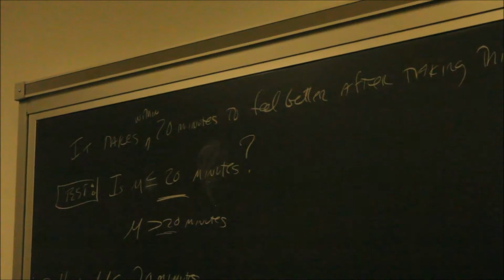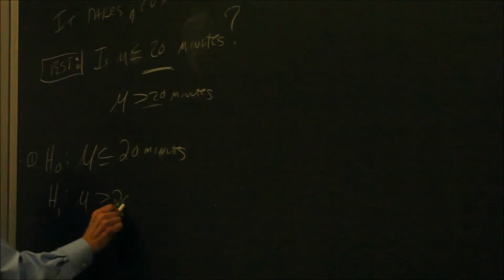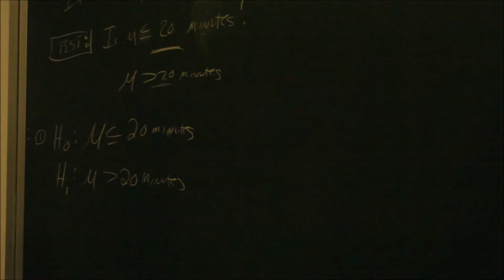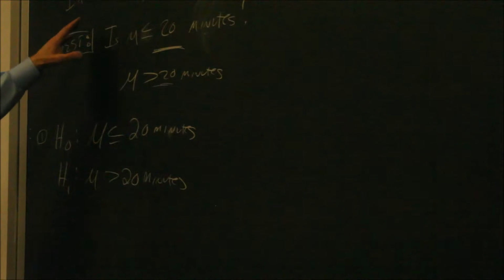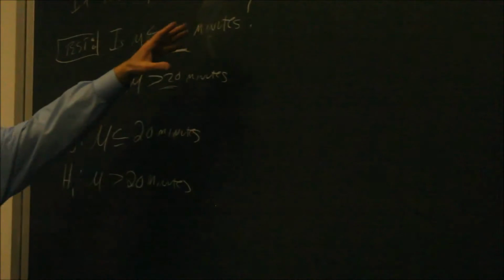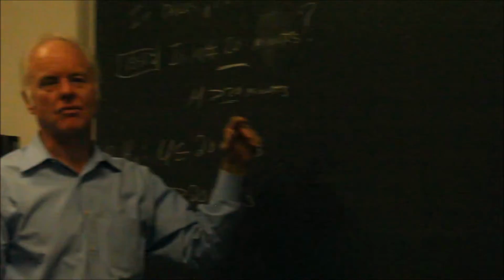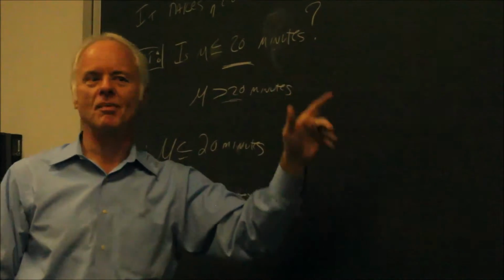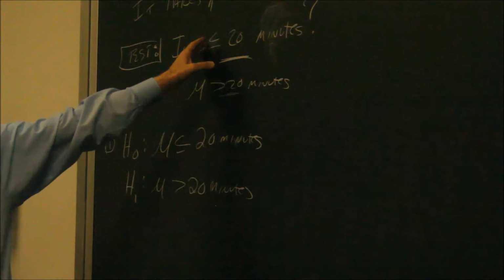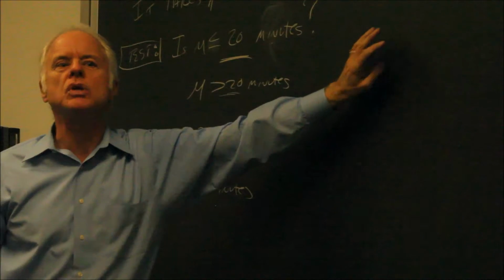And so that leaves this one as the alternate. Mu is greater than 20 minutes. Okay? Now, if the question were, it takes more than 20 minutes, how would you designate more than 20 minutes? Well, actually, we have it right there, so that's not the best example. If it had said, it takes exactly 20 minutes, what would be the null hypothesis? It would be mu is equal to 20 minutes.